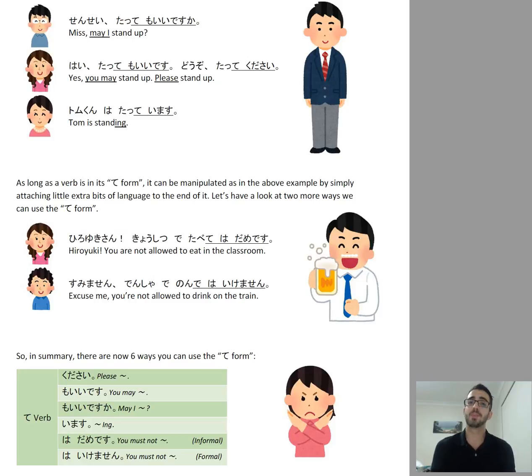In my next video, I'm going to show you how to get from a masu verb, like tabemasu, to the te form of the verb. For example, tabete. It's really, really helpful to know how to get between the two different versions of the verb, so you can manipulate the language in a variety of ways.